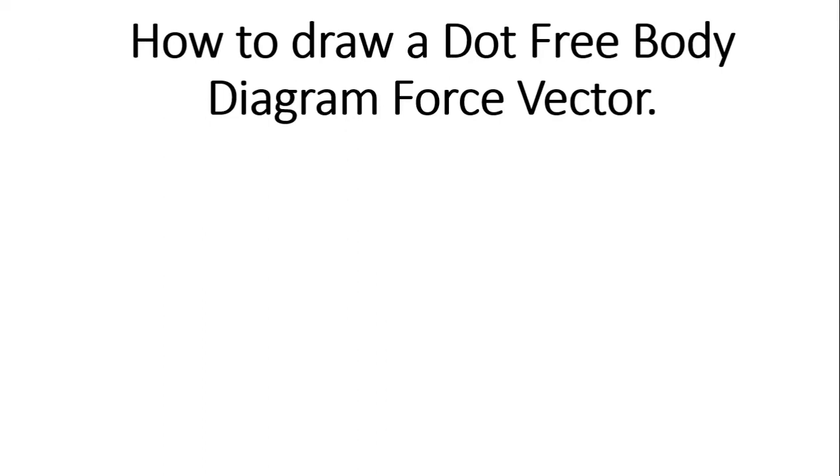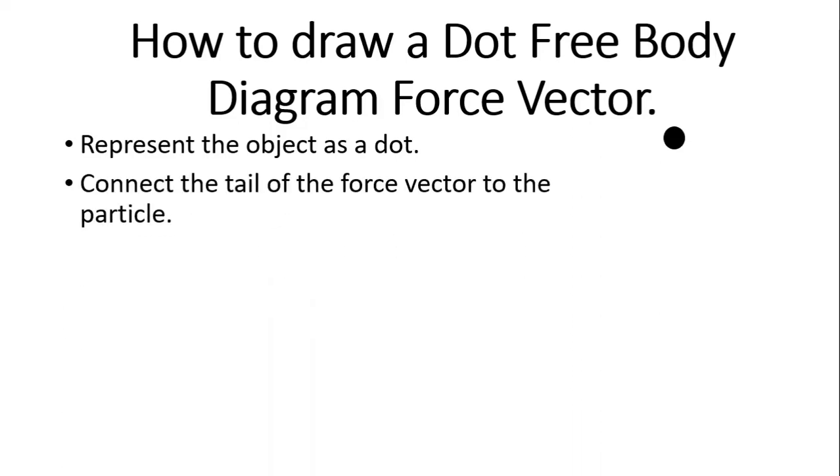So how to draw a dot free body diagram? First, we need to represent the object as a dot. There's the object. Then we need to connect the tail of the force vector to that dot or particle. Boom. Okay, so we've got the dot, we've got a vector. It's showing that a force is heading in that direction.